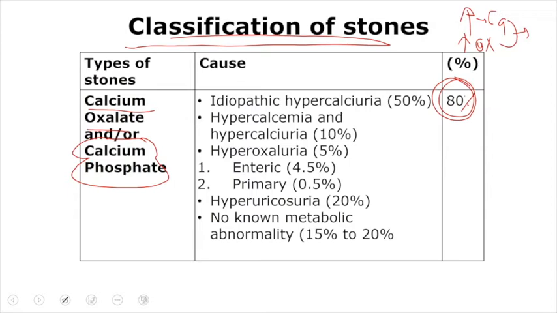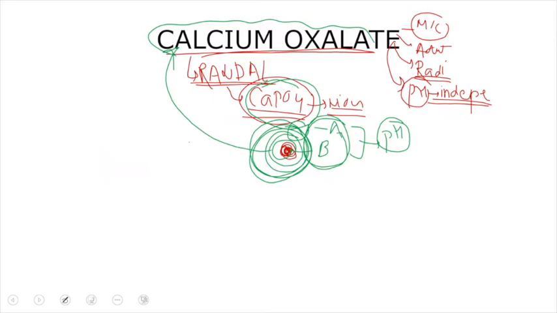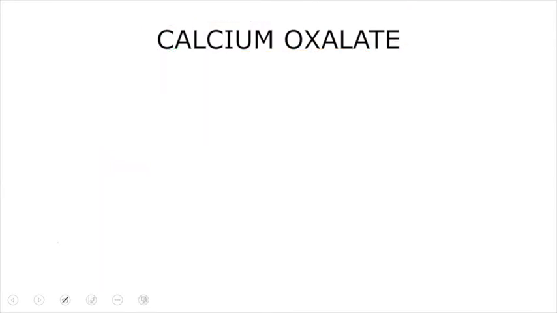So what can be the causes of calcium oxalate stone? It can be idiopathic hypercalciuria, it can be hypercalcemia and hypercalciuria. It is a second entity. Let us discuss it, because you might get confused by seeing this chart. So let us discuss what are the causes of calcium oxalate stone. The first cause, as I have already mentioned, is known as idiopathic hypercalciuria. So you can understand idiopathic hypercalciuria.